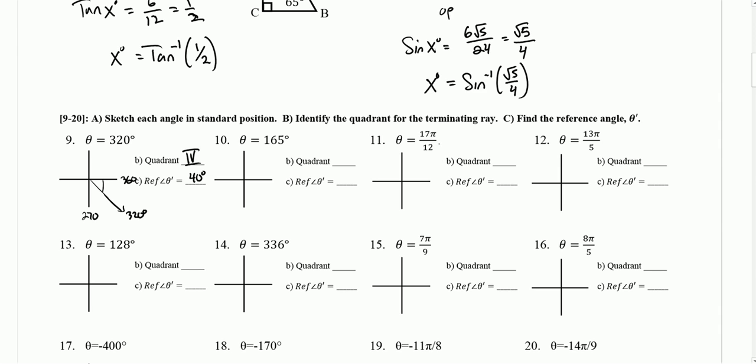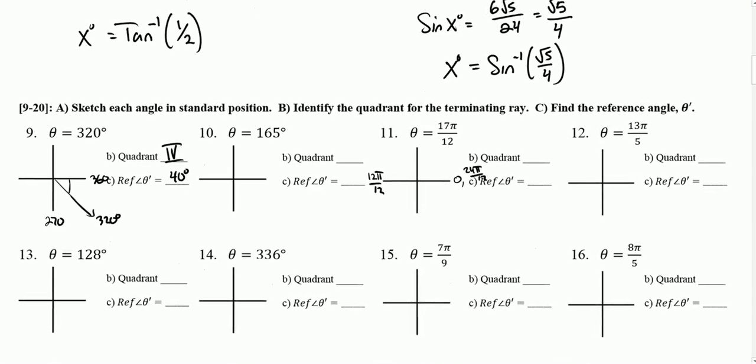Number 11, 17 pi over 12 is, well, if we're working with denominators of 12, here's 0. Here's pi, which is 12 pi over 12. And then 2 pi, which is 360 degrees, would be 24 pi over 12. And so 17 is 5 away from 12.